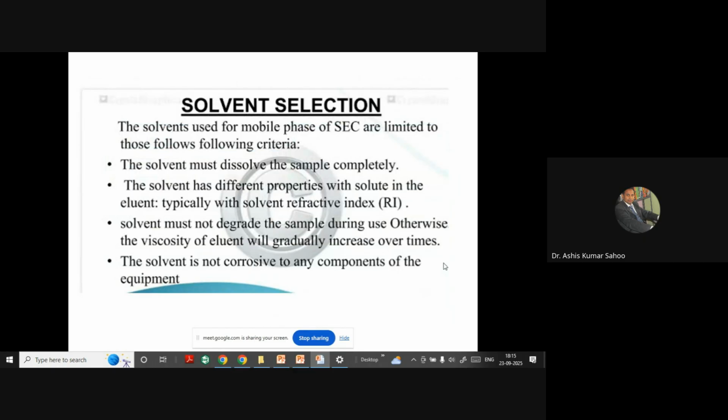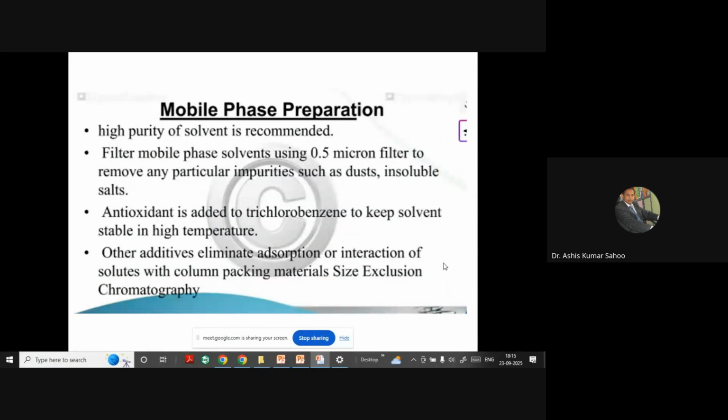The solvents used for the mobile phase of GPC are limited by the following criteria. The solvent must dissolve the sample completely. The solvent has different properties from the solute in the eluate. The solvent must not degrade the sample during use, otherwise the viscosity and the runtime will change. The solvent is not corrosive to any components of the mobile phase filters. High purity of solvent is recommended.